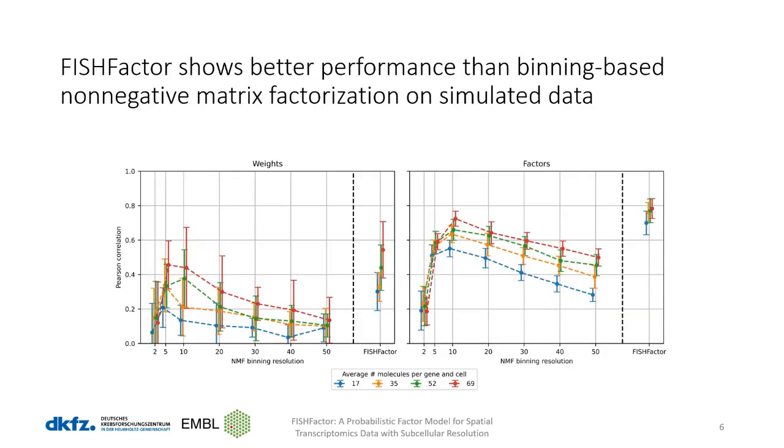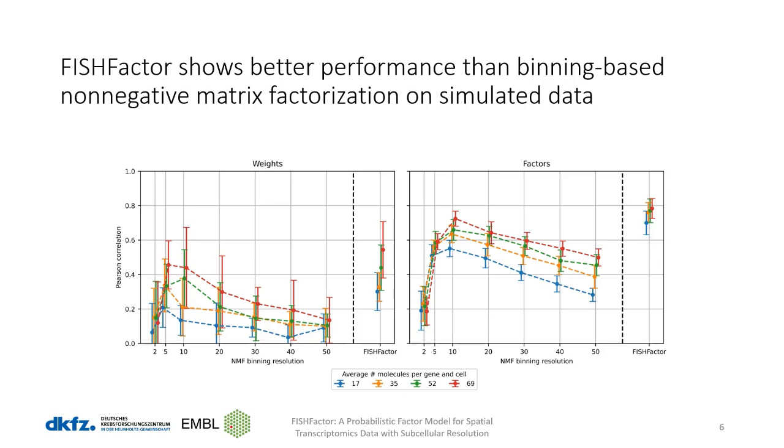In our first experiment, we simulated data in a way similar to the generative model of FISHFactor. We generated various datasets with different average numbers of molecules per gene and per cell, as this also varies in real datasets. This is illustrated here using different colors, where blue denotes the lowest average count of 17 molecules per gene and cell. We applied FISHFactor to this data and correlated the inferred weights and factors with the simulated counterparts. As expected, the reconstruction was more accurate with a higher average number of molecules per gene and cell.